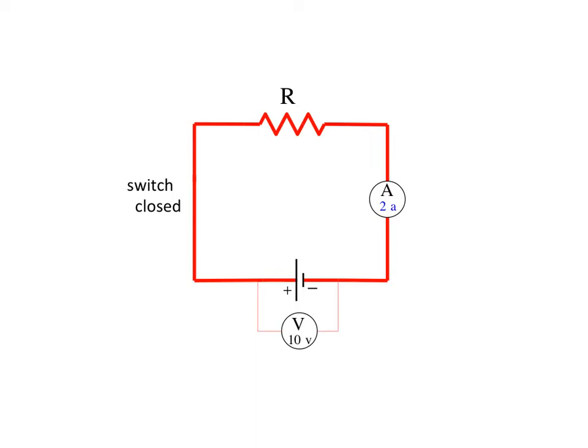So let's say I were to double the resistance. The voltage across the power supply would stay the same. The current would halve, so the ammeter would read 1 amp.